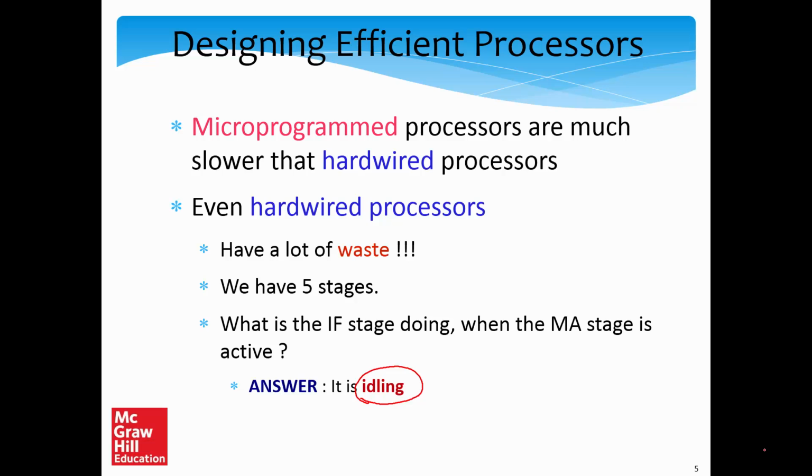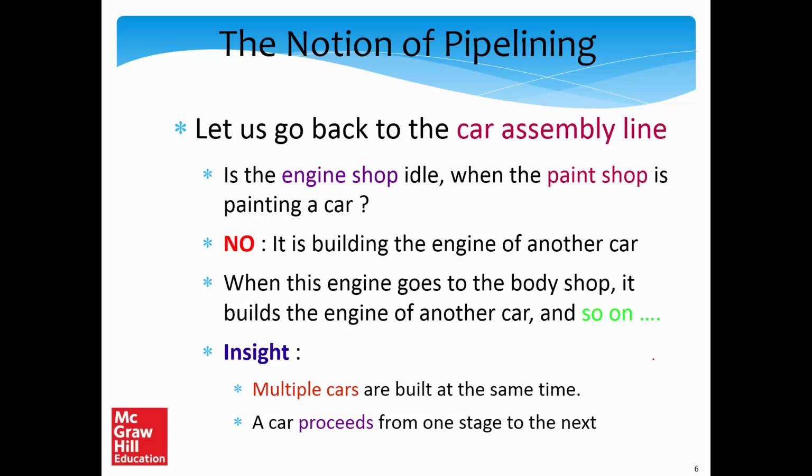This tells us that if there are 5 stages, only one of the stages is active at any instant of time. These are the 5 stages, and only one of these stages is active at any point of time. If one is active, the rest of the stages are not doing anything. This to us represents a source of inefficiency, which if removed can possibly give us more performance. So let's look at the notion of pipelining.